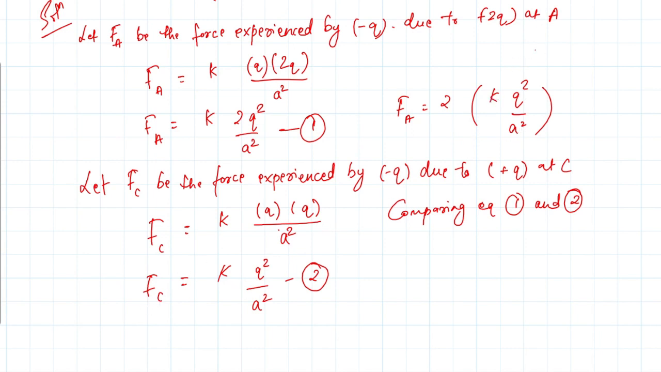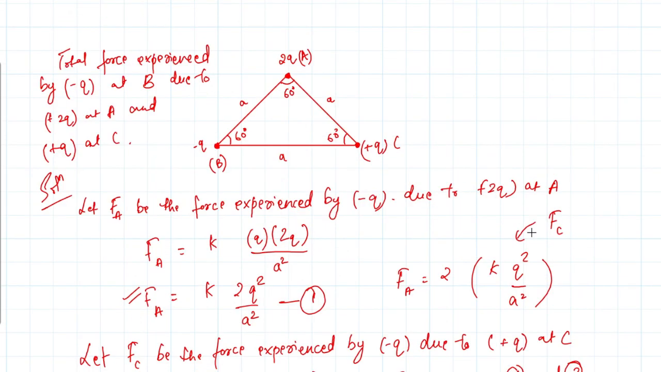So you see, this value out here is nothing but FC, because k q squared by a squared can be written as FC. So FA is simply 2 times FC. If I multiply 2 in this FC equation, then I'm going to get the FA equation. Okay, so now we have the relationship between these two forces, that is, FA is twice FC. Then we can give this as equation number 3.